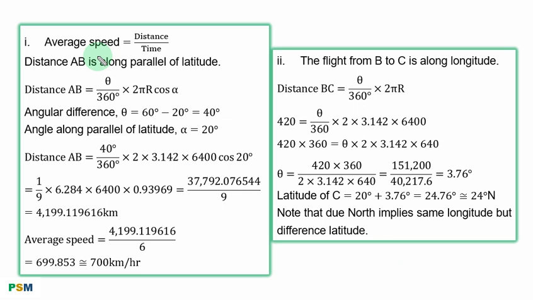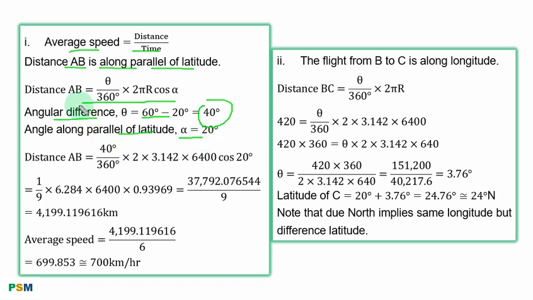Roman figure 1. Average speed is equal to distance over time. Distance AB is along parallel of latitude, which is a small circle, and such a distance is calculated using this formula. Angular difference is 40 degrees, the subtraction of the two longitudes. Angle along parallel of latitude alpha is equal to 20 degrees.